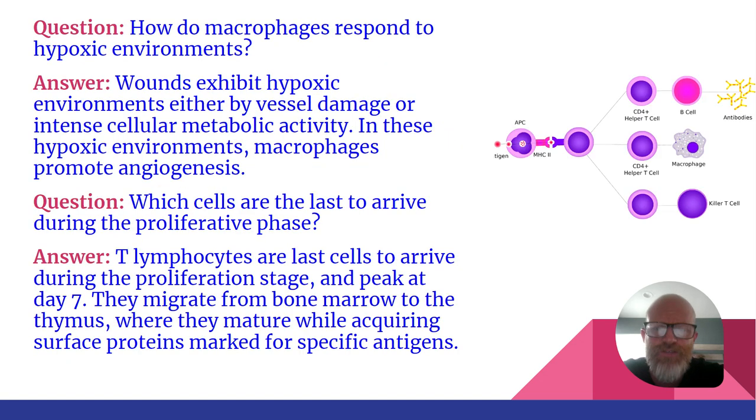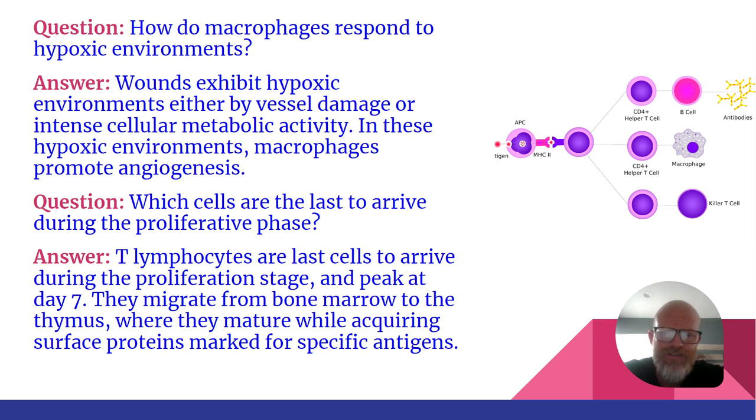How do macrophages respond to hypoxic environments? Wounds exhibit hypoxic environments either by vessel damage or by intense cellular metabolic activity. In these environments, macrophages promote angiogenesis and the formation of granulation tissue.